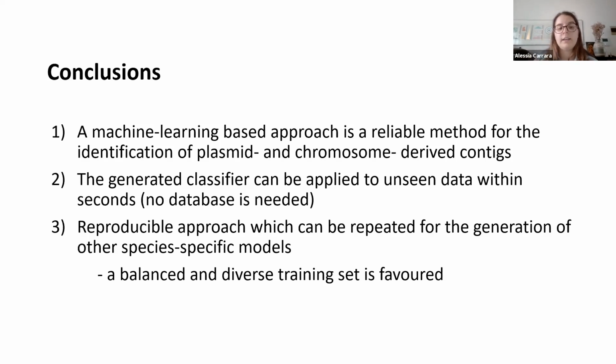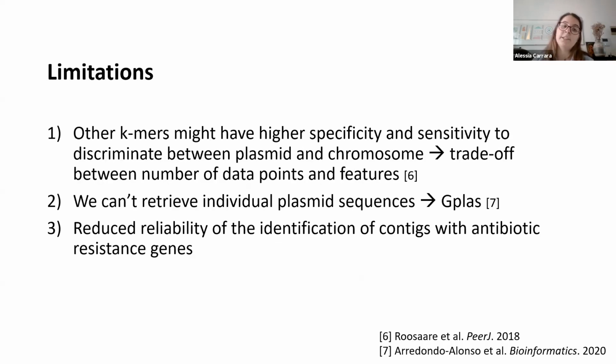And also, this approach is reproducible because we can repeat the same approach we used before for the generation of other species-specific models, because this model refers just to Acinetobacter baumannii. But the same approach, as long as we have enough data, could be applied for the generation of other models. And according to this, we also observe that a balanced training set is favored. However, there are also some limitations in this model.